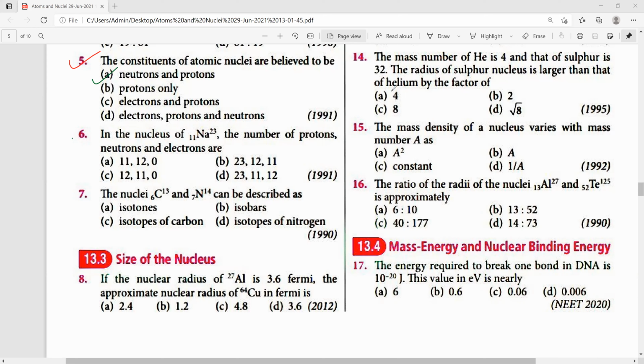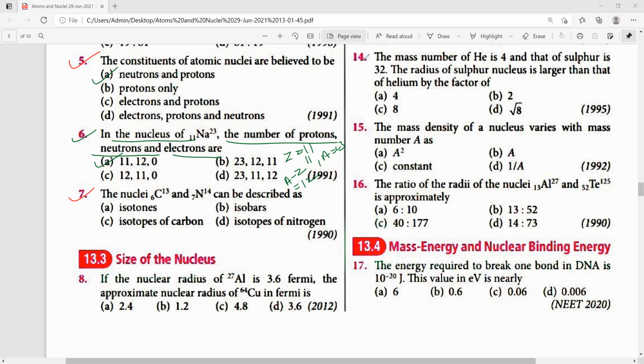Sixth one: in the nucleus of sodium, the numbers of protons, neutrons and electrons are 11, 12, 0; 23, 12, 11; 12, 11, 0; or 23, 11, 12. Here the Z value is equal to 11, so the number of protons is 11. Therefore, the value of A is 23. A minus Z gives us 12. The number of electrons is 0. Therefore, the first one is the right answer.